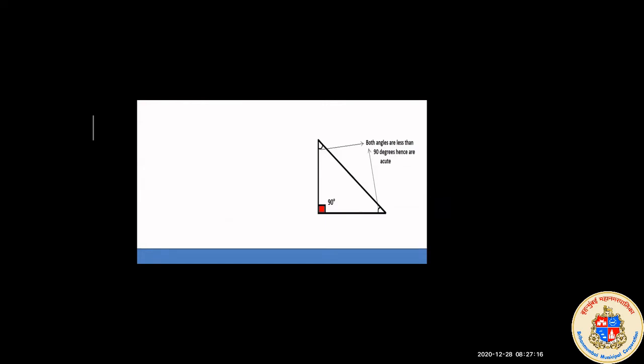The next is, if you observe this triangle, one angle is 90 degree and the other two are acute, that is less than 90 degree. Now this is a right angled triangle. A triangle with one right angle is called a right angled triangle. At least one angle should be 90 degree, even though the other two angles are acute. Okay, we have one 90-degree angle, so it is a right angled triangle. Remember, the 90-degree angle can be anywhere.